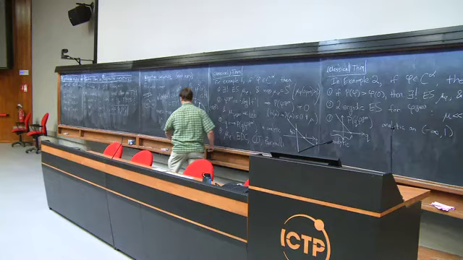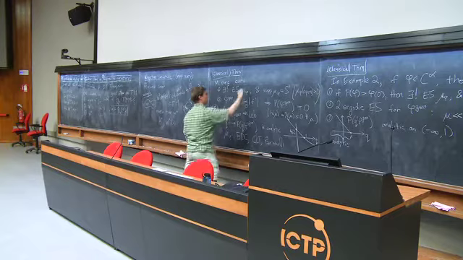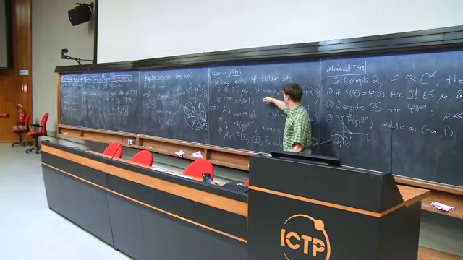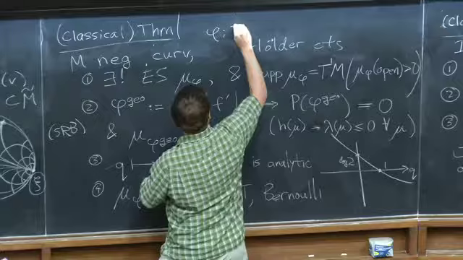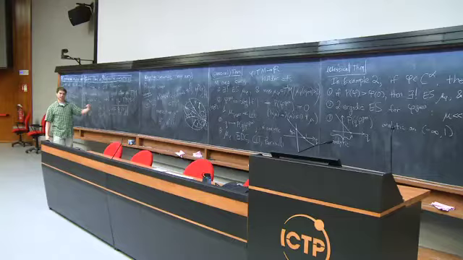So again, M has negative curvature, and phi is Holder continuous. Then there's a unique equilibrium state. That equilibrium state is fully supported. By the way, let me emphasize that phi is a function on the unit tangent bundle. All of my pictures, I always draw the manifold itself, but phi is really defined on the unit tangent bundle, so it doesn't just depend on some point on the manifold, it also depends on the direction.